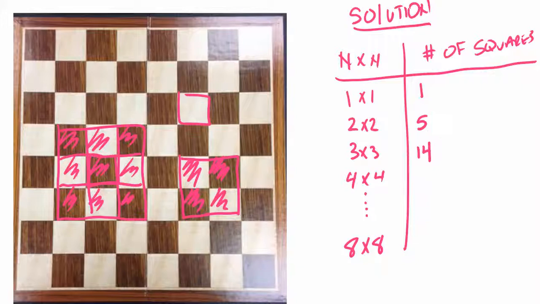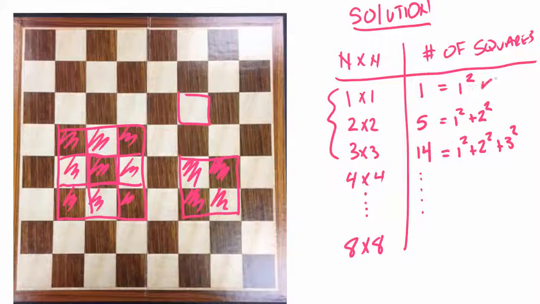Okay, so we can keep going like this all the way down. So 1 is equal to 1 squared, we know that. 5 is equal to 1 squared plus 2 squared. 14 is equal to 1 squared plus 2 squared plus 3 squared. So you're noticing that as we move up in n by n squares, we just sum the number of squares of the previous terms before it.